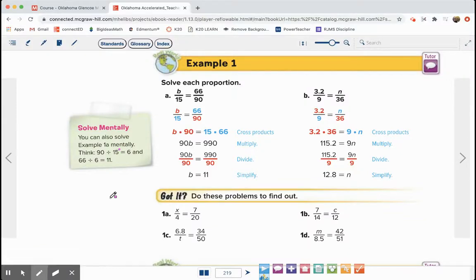Okay, so example 1, we are solving proportions. This is lesson 5-7, solving proportions. So make sure you write that at the top of your notes. This is a lot like what we just did in our project.